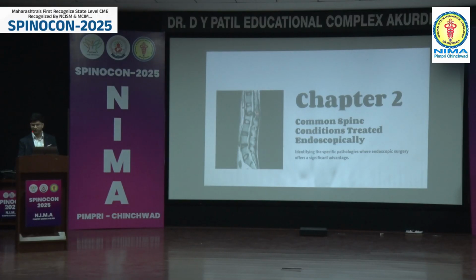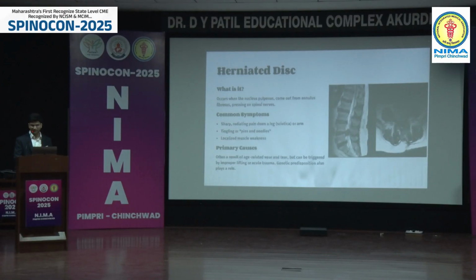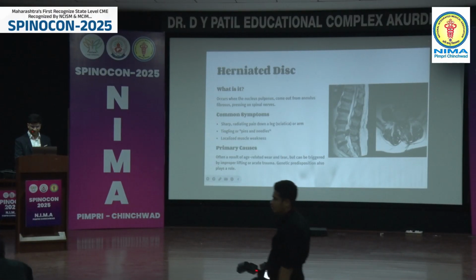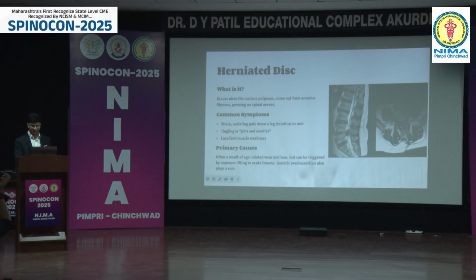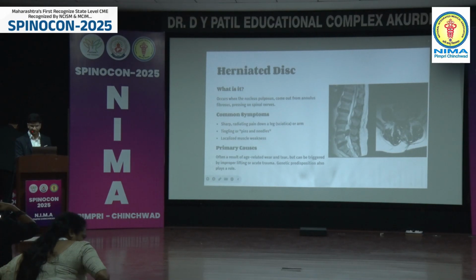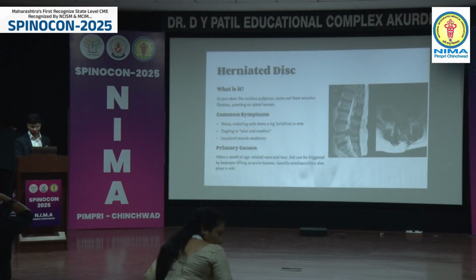Now in chapter 2, we will understand the common spine conditions that can be treated endoscopically. Number 1 is the herniated disc. You see this MRI here. So this is the sacrum here. This is the L5 vertebra. This is the L4 vertebra here. This is the L3 vertebra. This is the L2 vertebra and so on. This is basically the posterior side. This is the anterior side, and we are looking from the side.